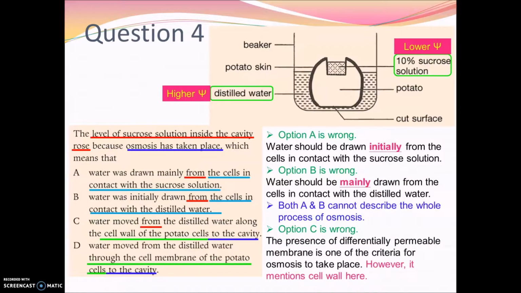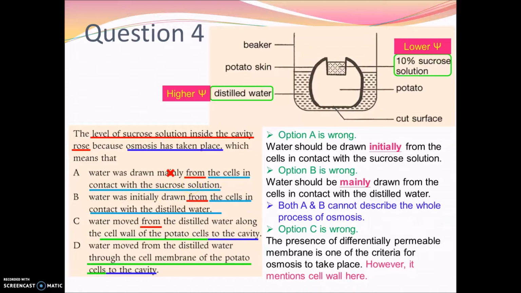So question 4 is asking why the level of the sucrose solution will rise. The first idea, remember the good practice: distilled water has higher water potential; 10% sucrose solution has lower water potential. Comparing both of them is very good practice for osmosis questions. You need to know this first, because the question will ask you about it no matter what. So for A, B, C, D, actually A, B, C are wrong, but why? I will explain bit by bit.